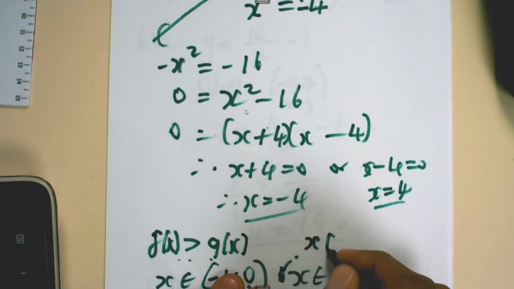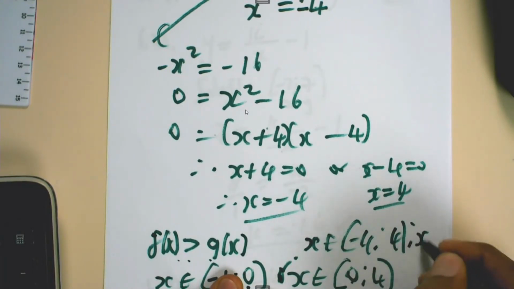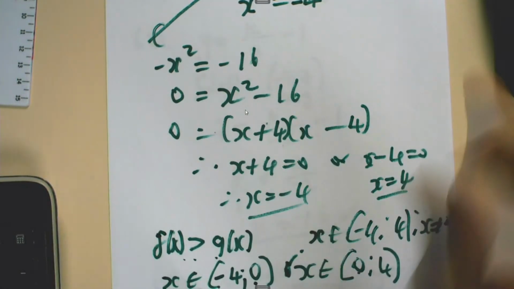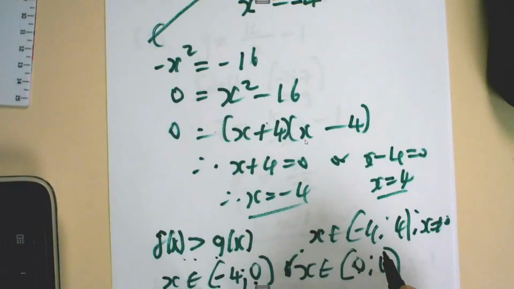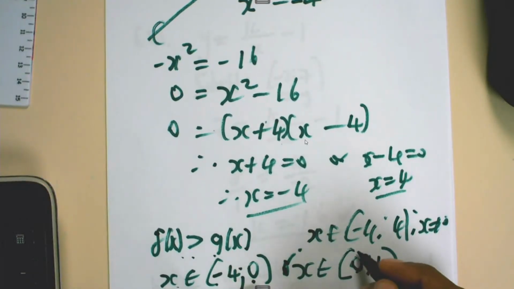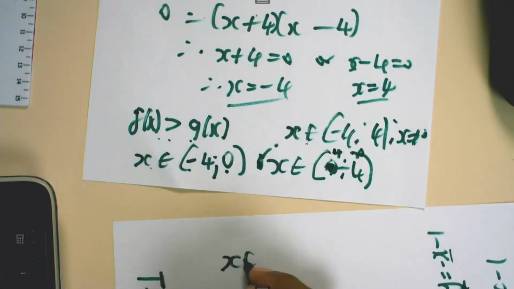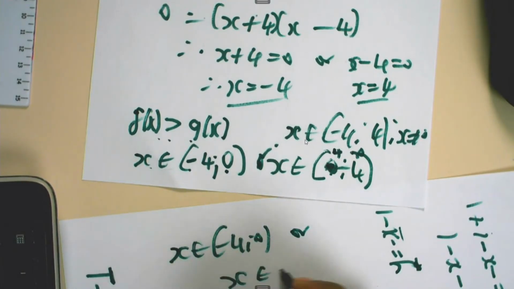Or one can just say x is an element of negative 4 to 4, but not forgetting that x cannot be 0. It's all those values. Let me verify something. Okay. No, it's not all. It's from 4 to infinity. I don't have enough space, I will write it this side. It's x element of negative 4 to 0, then or where x is an element.